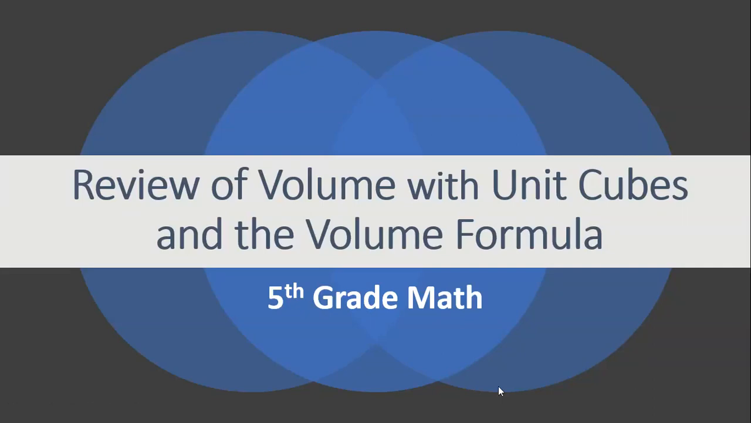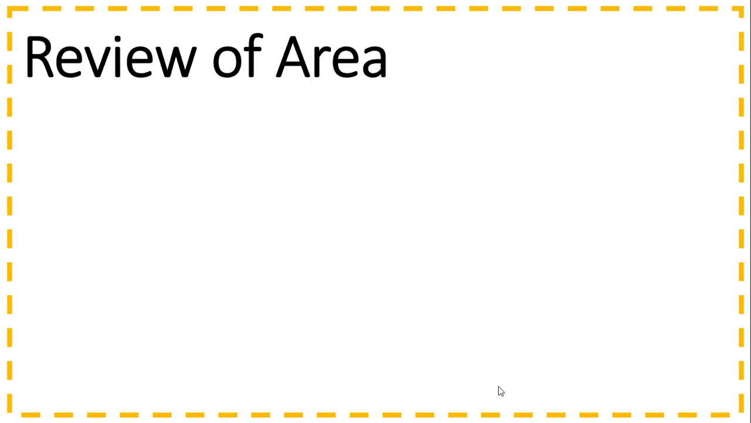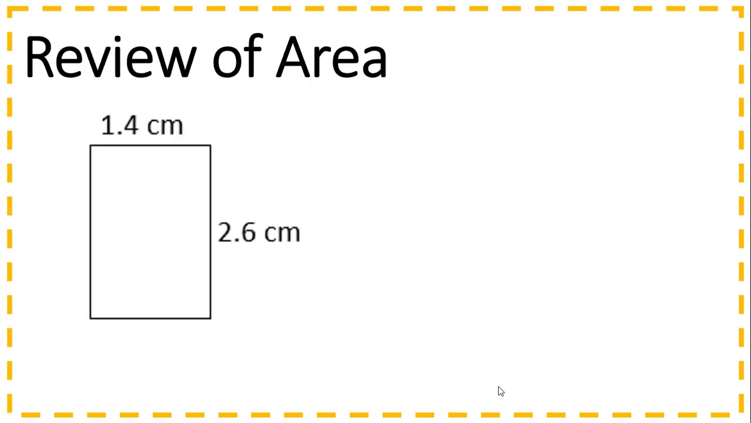Today we'll be reviewing volume with unit cubes and the volume formula. The objective for today is that students will be able to use the volume formula to find the volume of rectangular prisms. We're going to start with a review of area. Here we have a rectangle. The side lengths measure 1 and 4/10 centimeters by 2 and 6/10 centimeters. What we're going to do is multiply these side lengths to figure out the area inside the rectangle.